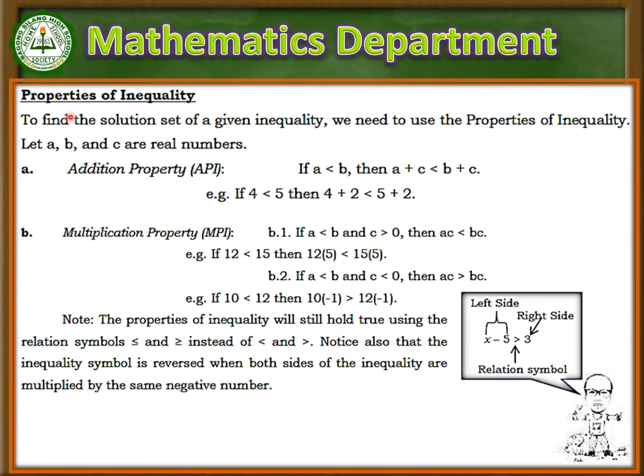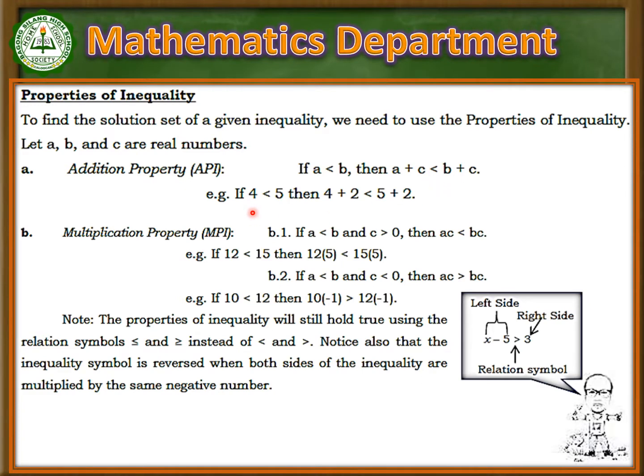Let's now have the properties of inequality. To find the solution set of a given inequality, we need to use the properties of inequality. Again, let A, B, and C be real numbers. Addition property: if A is less than B, then A plus C is less than B plus C. If two expressions are related by less than, adding the same number to both sides, the result will still be less than.